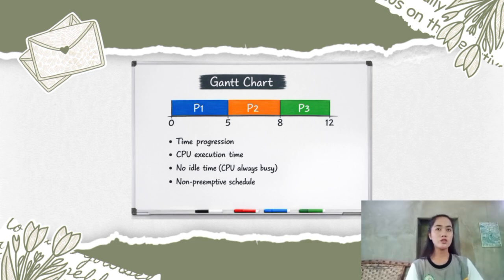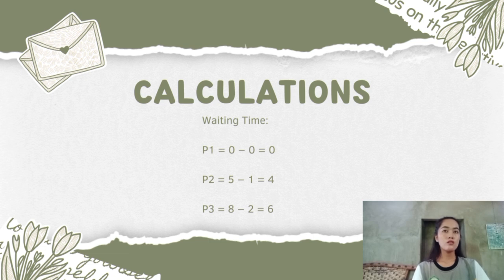This execution order can be shown using a Gantt chart. P1 runs from 0 to 5, P2 runs from 5 to 8, and P3 runs from 8 to 12. Now let's compute the waiting time for each process. P1 waited 0 minus 0, which is 0. P2 waited from time 1 to time 5, so 5 minus 1 equals 4. P3 waited from time 2 to time 8, so 8 minus 2 equals 6.